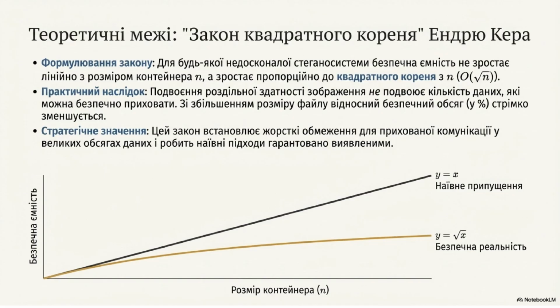Andrew Ker's square root law defines theoretical limits. The secure capacity of any imperfect stegosystem increases proportionally to the square root of the container size, $n$. This places strict constraints on covert communication, especially for large volumes of data.